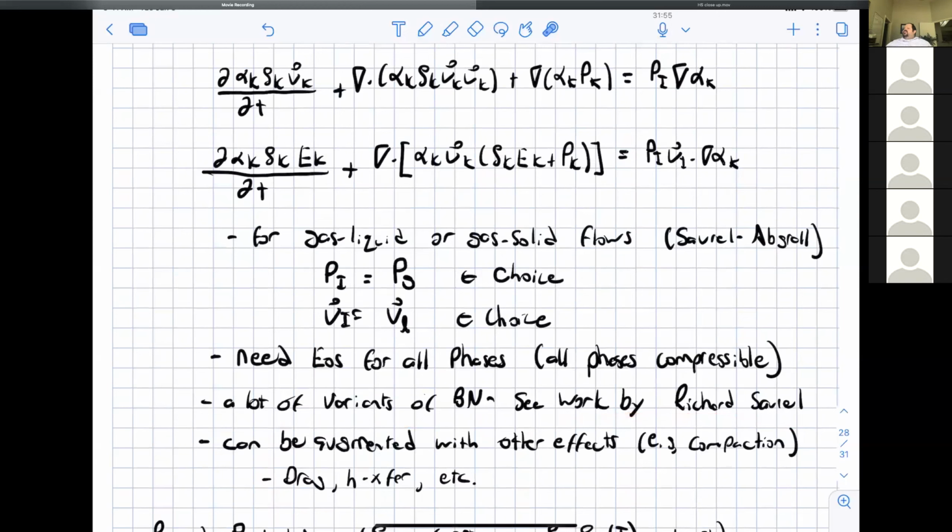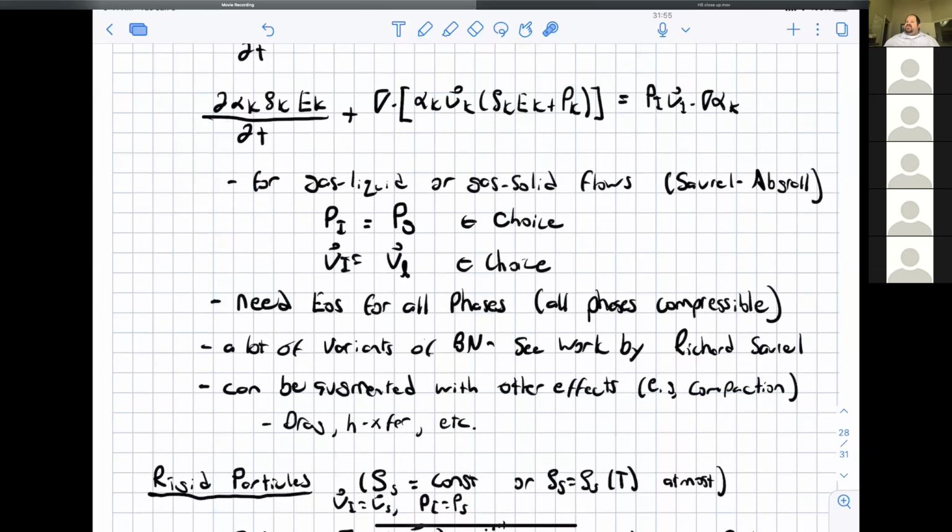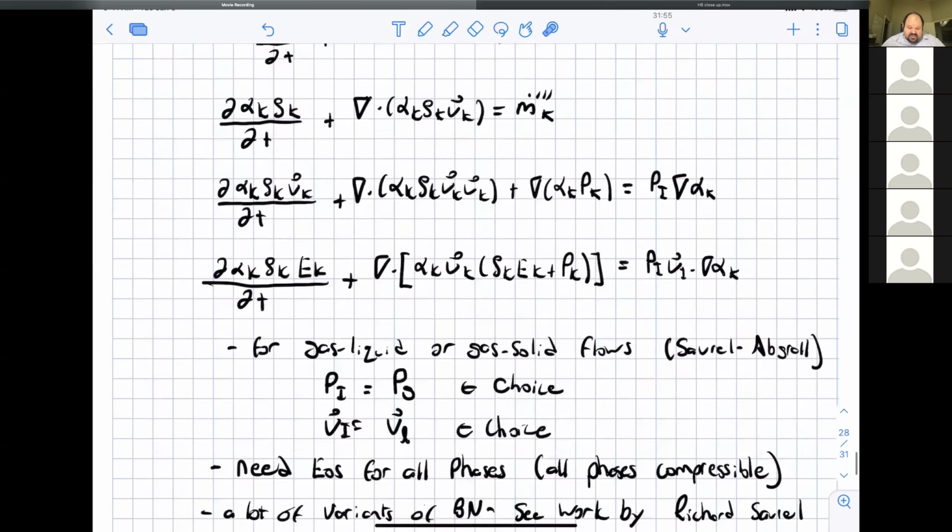Okay, and there are a lot of variants of this model, and there's a French mathematician named Richard Saurel, and he's one of the modern BN gods, and so he does a lot of work on these type of equations. In my opinion, he does overuse them in applications where the inherent assumptions of the BN model are not appropriate. And I'll get into that when I discuss the next type of model. And also, as I said, the BN model can be augmented with other effects. So, if you work in high explosives, you will see the BN equations being used.